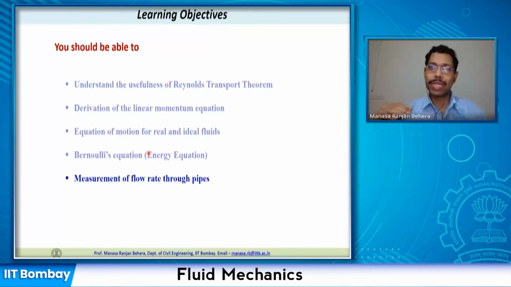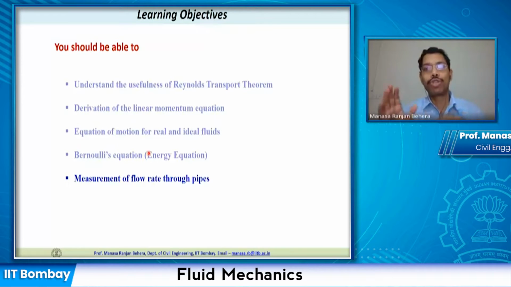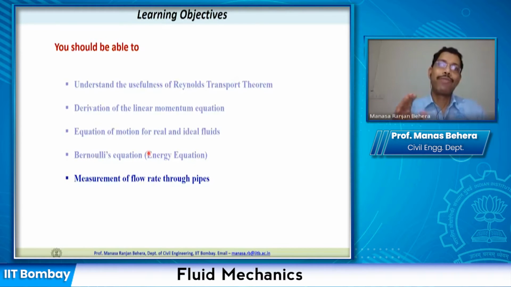And then we have derived the Bernoulli's equation from the Euler's equation, and we have seen the combined application of energy equation as well as linear momentum equation. And today we will see some of the applications in terms of measurements of flow rate through pipes. So those equipments or measurement devices that are used in pipe flows to measure the flow rate, how they are using these principles or the Bernoulli's equation, and they are being used to obtain the flow rates.